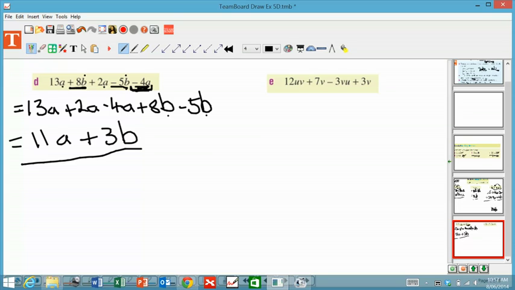So it looks really difficult, but can be done really quickly. But that's going to be the biggest mistake you guys make, when you move these around to group them together. You're going to get these pluses and minuses mixed up. Just keep remembering, whatever's in front stays in front.